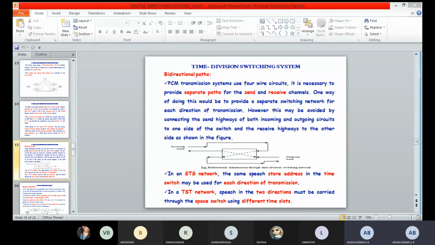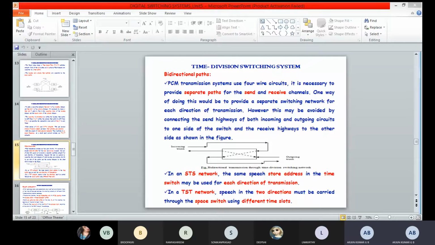However, this may be avoided by connecting the sending highway of both incoming and outgoing circuits to one side of the switch, and the receive highway to the other side. You can observe they make one line common for both the incoming and outgoing circuits. That is the representation diagram of bidirectional transmission through time division switching.